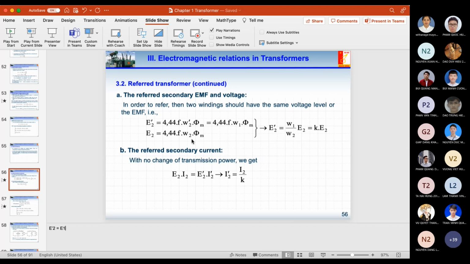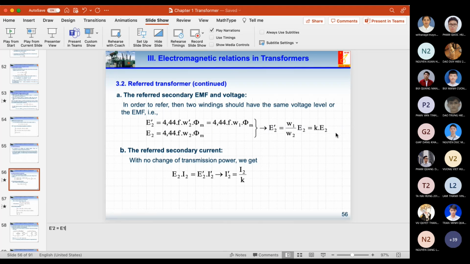And now if we take the ratio of this one to that one, by transforming a little bit mathematically, we can get this expression. So E2' is equal to W1 divided by W2 multiplied by E2, and this term is equal to the transformation ratio of the transformer, from the previous slide. K is equal to this one. And up to now, after doing the conversion, we get E2' is equal to K multiplied by E2 before doing conversion.